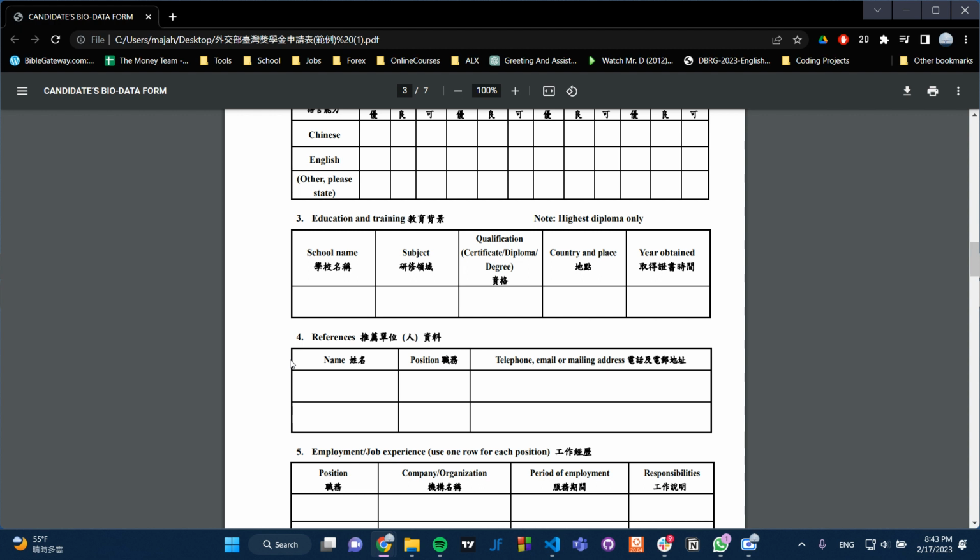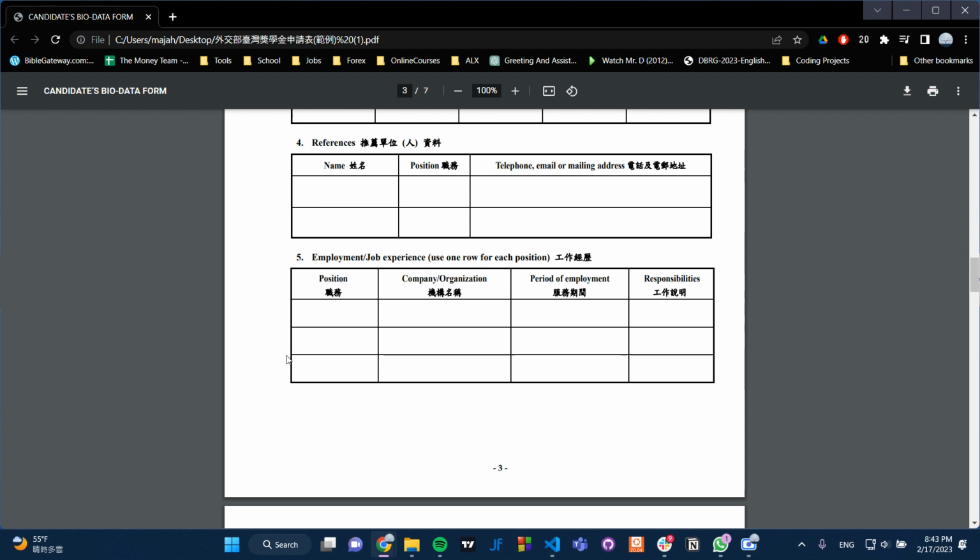I mean, your country and your place where you did your certificate or your degree or diploma, because you have already stated your school name at first. So, country and place, you don't have to state your school, and then the year obtained. So you state when you obtained your degree, diploma, or certificate.